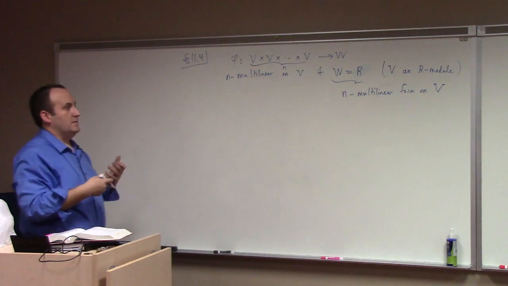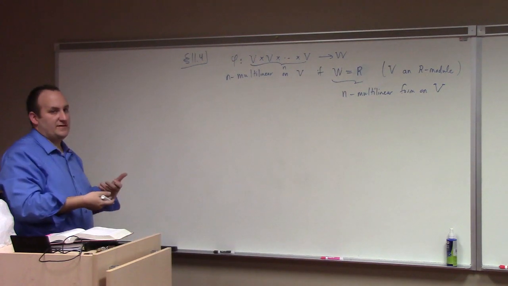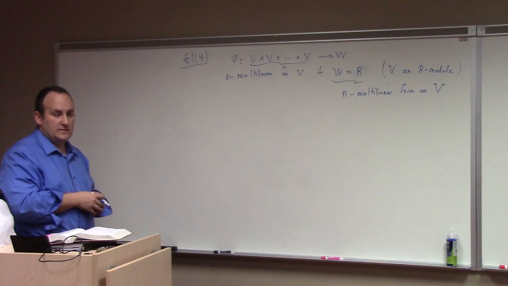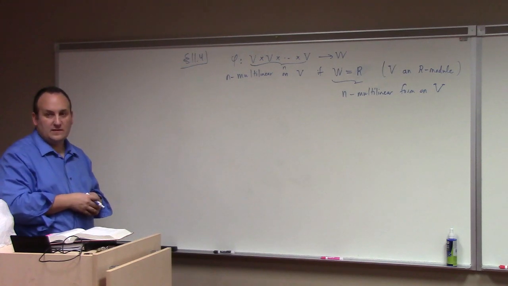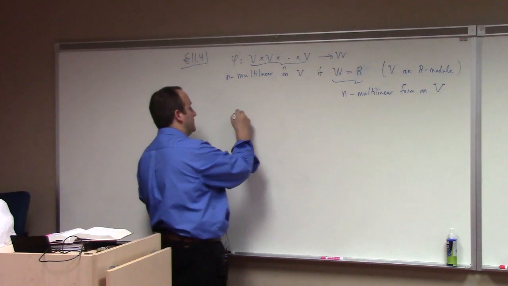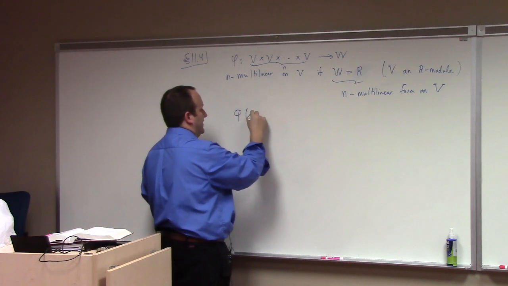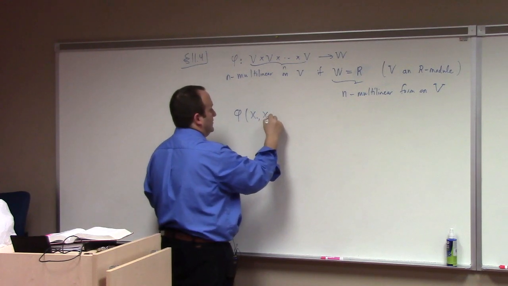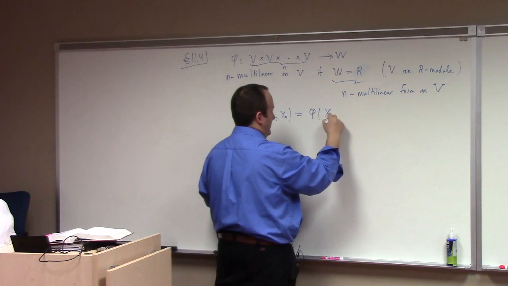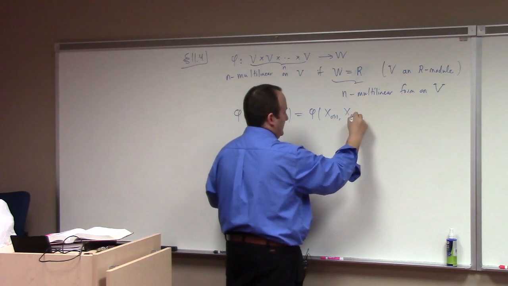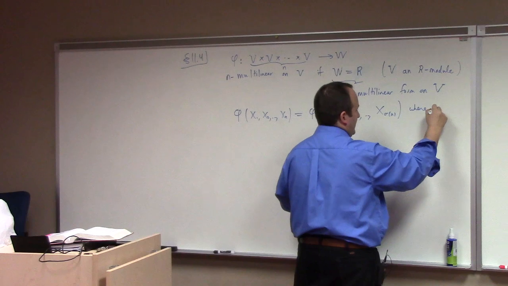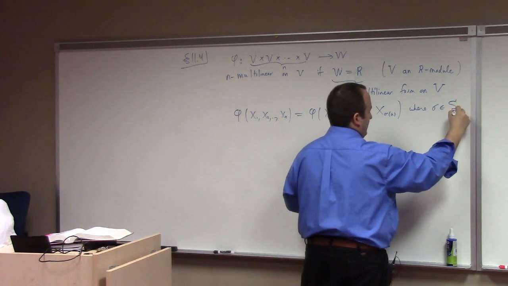In fact, n multilinear forms on V are very interesting. And there are two especially interesting kinds: the completely antisymmetric and the completely symmetric. So let me start with completely symmetric. A completely symmetric multilinear form is one where phi of x1, x2, ..., xn is equal to phi of x sigma 1, x sigma 2, ..., x sigma n, where sigma is an element of Sn. In other words, it's a permutation.